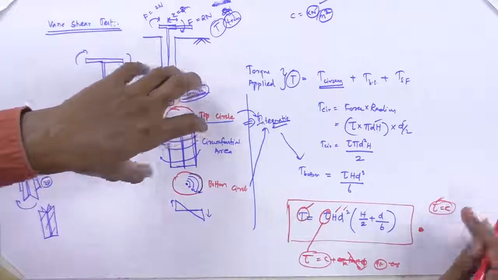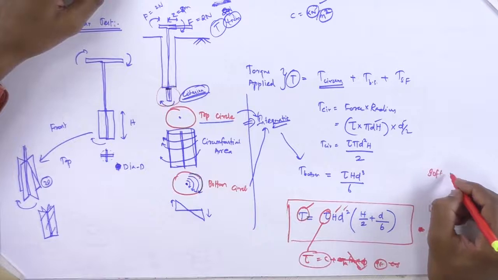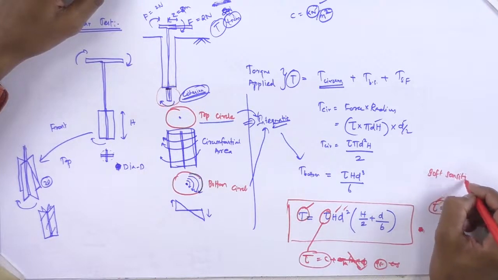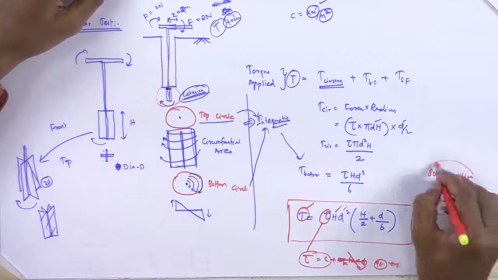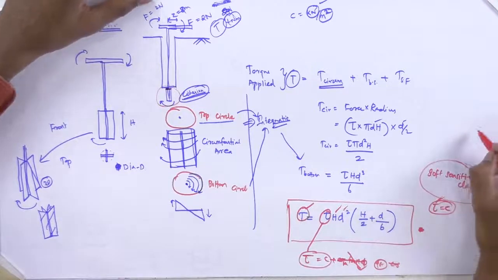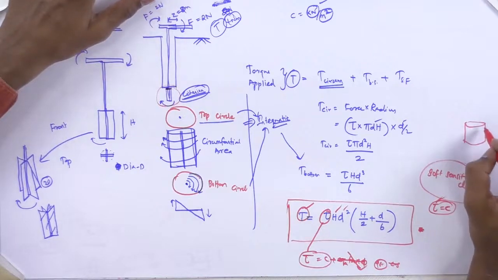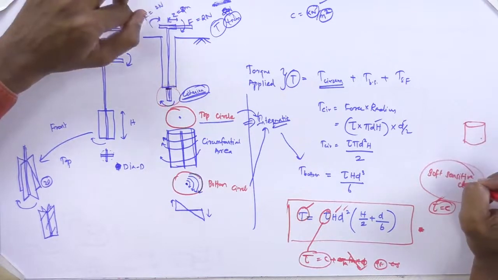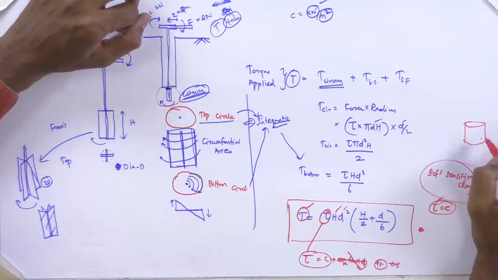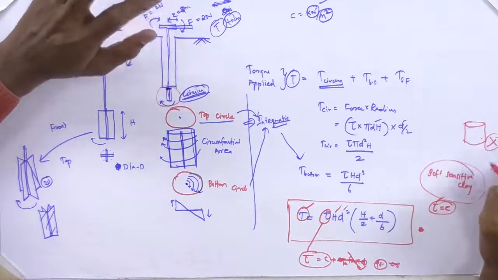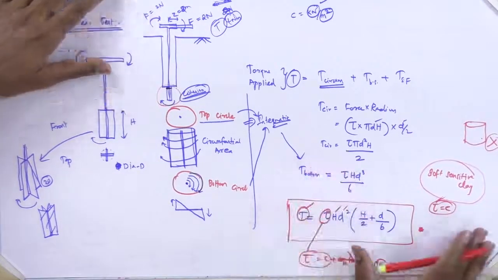So this is for soft sensitive clay soil only. This is preferred because for the unconfined test you are going to need a cylindrical sample like this. When you are not able to collect this cylindrical sample because of the soft sensitiveness, this is not preferable, so you have to do the vane shear test. So that is an advantage of this.